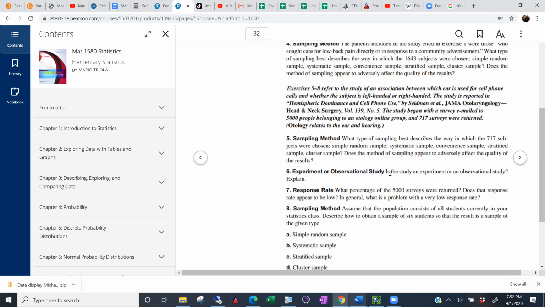Observational? Yeah, because we're not really adding anything, right? No, yeah, you're not changing the circumstances. You're not giving them a headset that's left-handed or right-handed or something like that. You're just saying, okay, let's look at the data. So this one's an observational study.